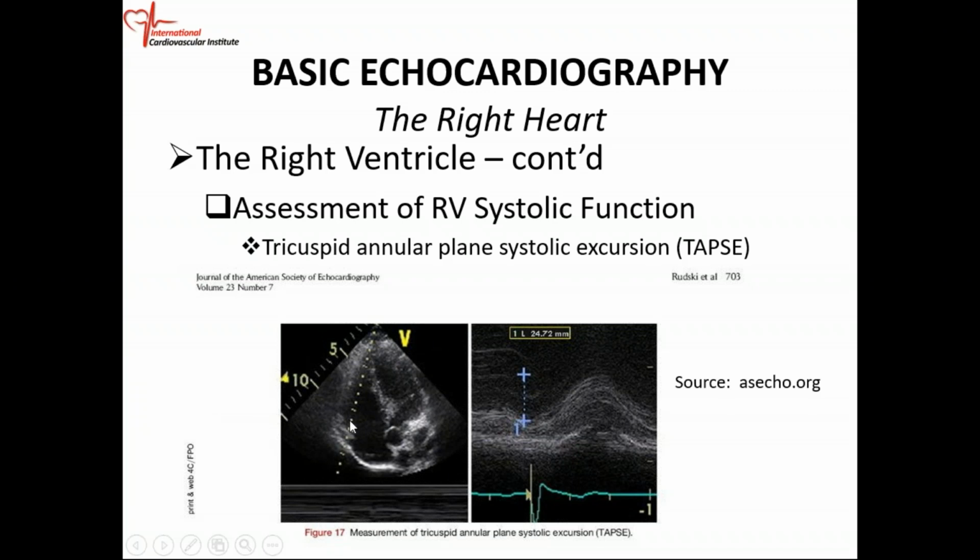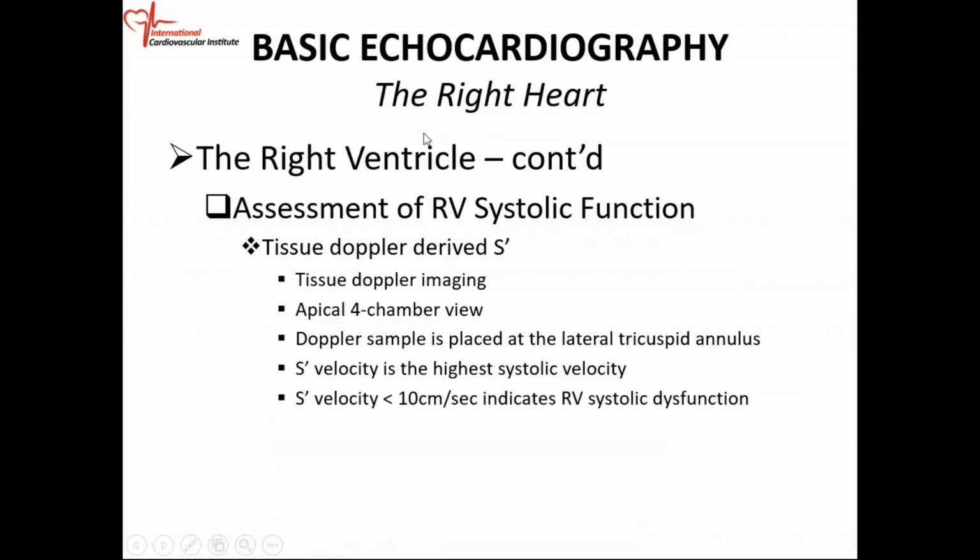In systole, the tricuspid annular plane is going to move upwards. And so when you look at your M mode, it goes up, and you just measure it. So anything less than 1.7 is abnormal. And then the other method that you should be using is your tissue Doppler derived S prime.